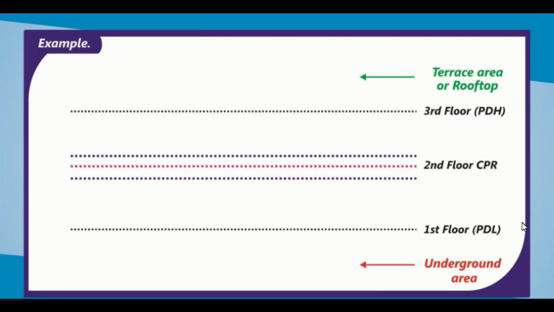Okay, first one, this is a simple example for you. Think of one apartment. This is the underground area. This is the first floor. The entire CPR is the second floor. This is the third floor. This is the terrace area. The third floor is the previous day high. First floor is the previous day low. Just an assumption. Second floor is the CPR.